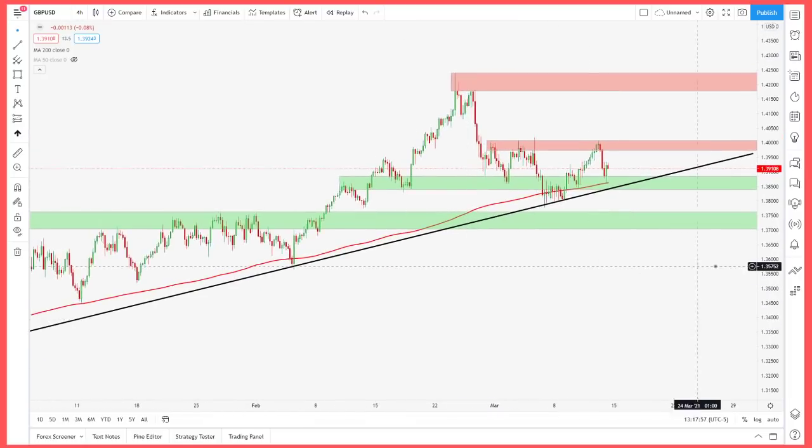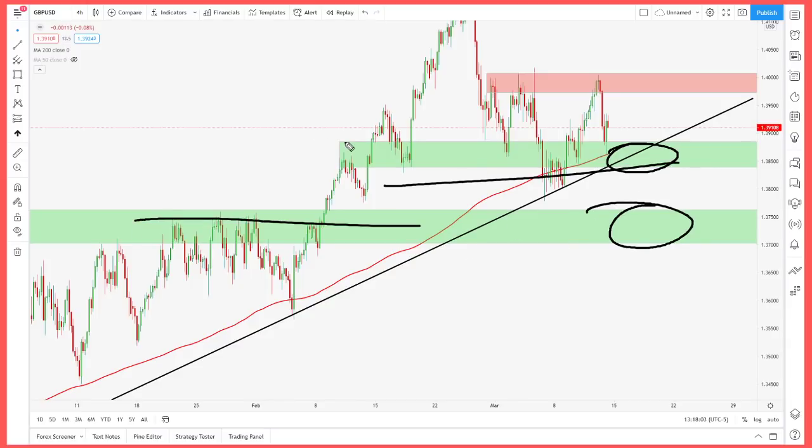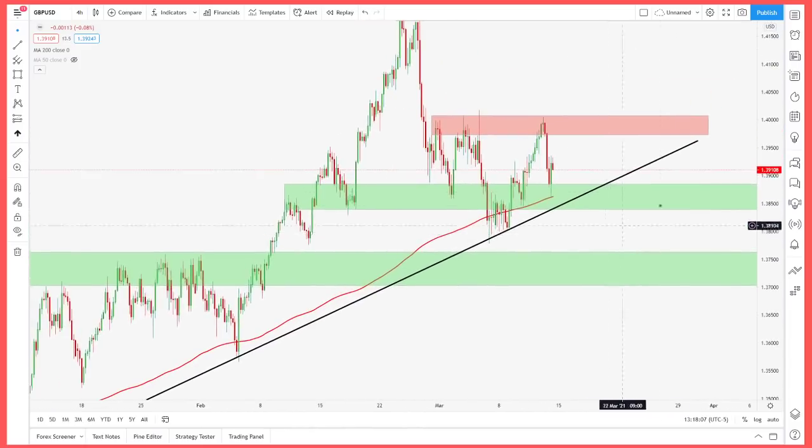However, we're not at a level of interest for me just yet. If price does pull back maybe to this zone or to this zone, both of those areas look pretty good to me for potential pullback buys. However, I'm not just going to jump into those.